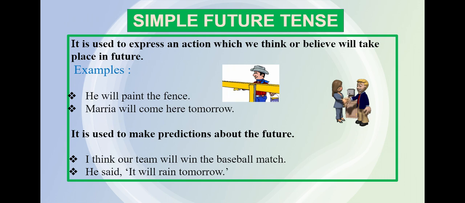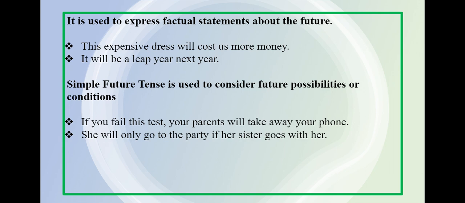Simple future tense is used to express an action which we think or believe will take place in future. Like he will paint the fence. Maria will come here tomorrow. Simple future is also used to make predictions about the future. Predictions, like somebody's predicting, it will rain. He said it will rain tomorrow. I think our team will win the baseball match. So here, simple future is used to make predictions about the future. These can be confident predictions or more uncertain ones.